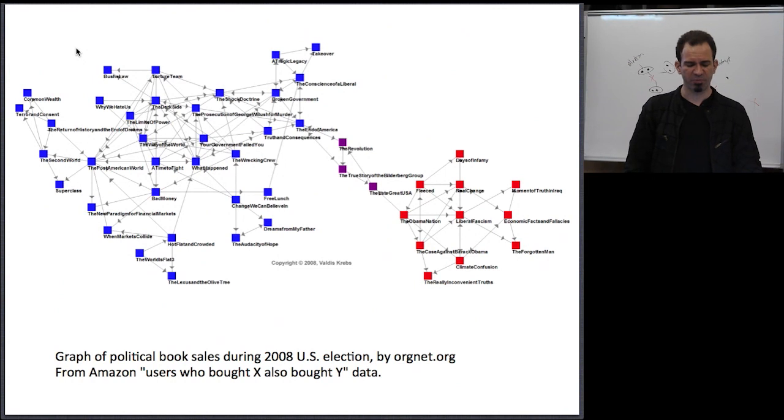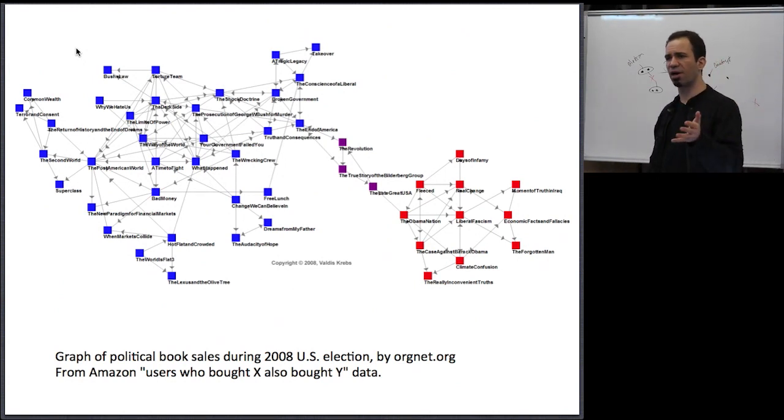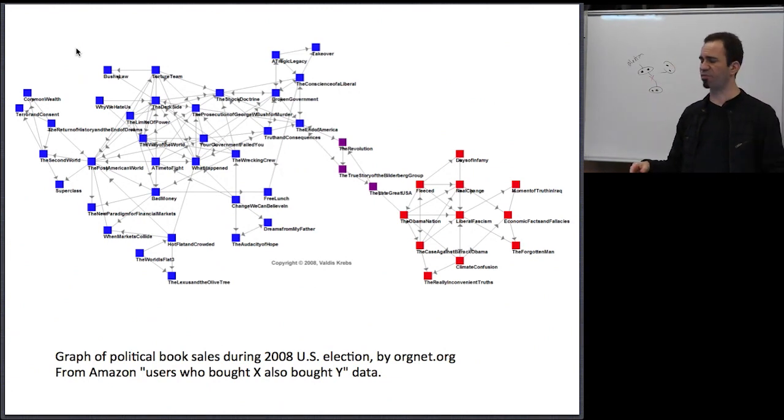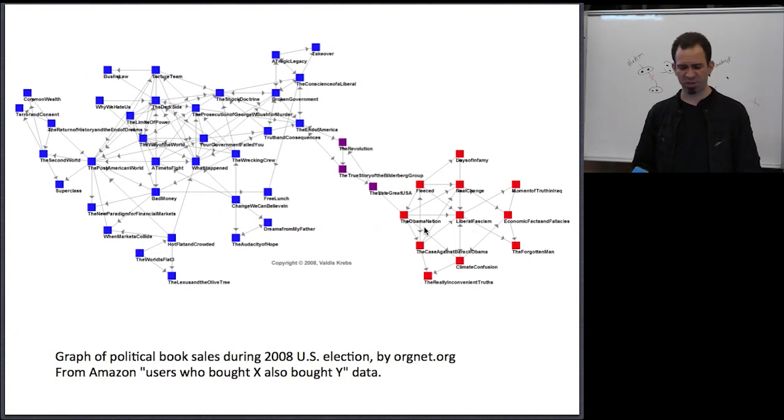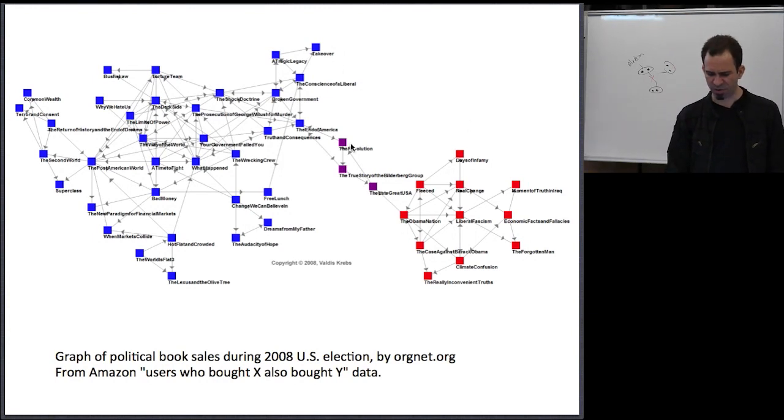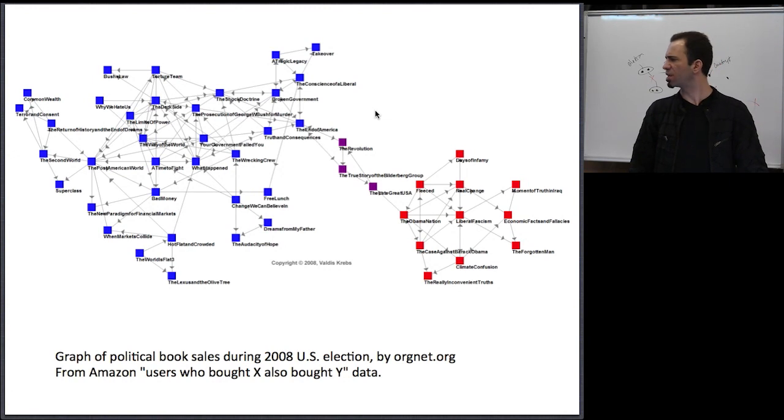If you go to Amazon and you click on a book, it says at the bottom, people who bought this book also bought that book, right? You've seen that? Everyone's seen the recommendations? So you can trace that. It's a graph. If you start with "Your Government Failed You," it says "Truth and Consequences" is also bought. And then "The End of America," and then "The True Story of the Bilderberg Group," and so on. Somebody did this during the 2008 election with political books. Basically, people bought books on one side of the political spectrum or the other, but not both. You don't see many arrows between these two, although you see a couple in the middle. By and large, people are reading one side or the other.